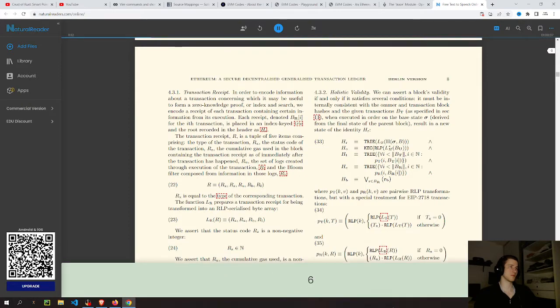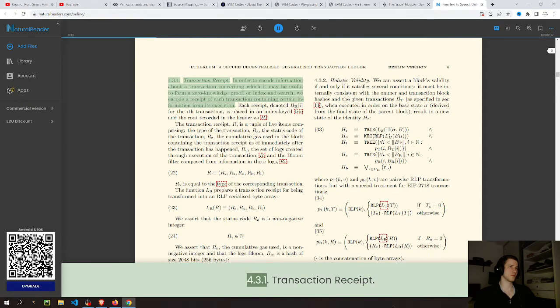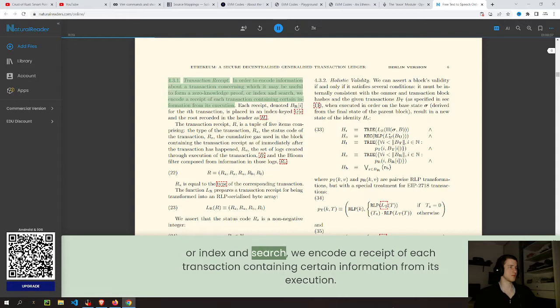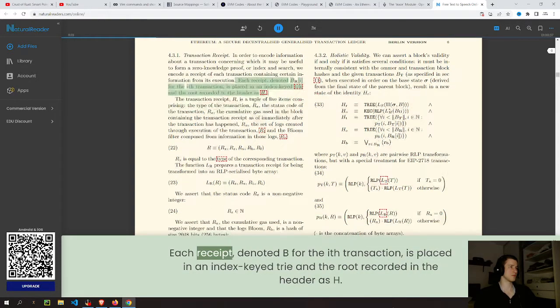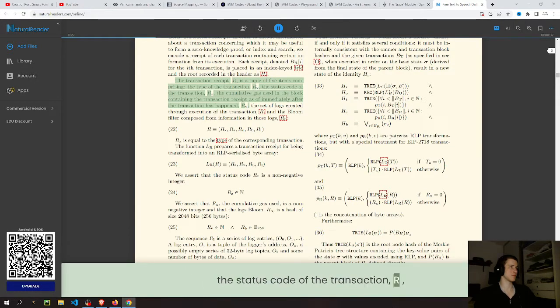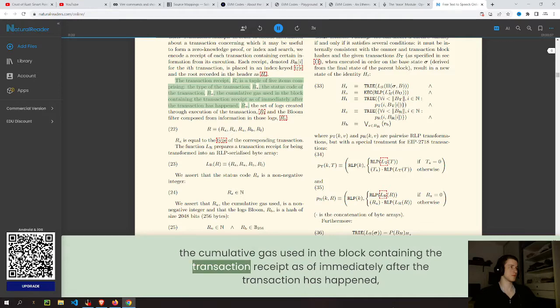Berlin version 6. 4.3.1 Transaction receipt. In order to encode information about a transaction concerning which it may be useful to form a zero-knowledge proof, or index and search, we encode a receipt of each transaction containing certain information from its execution. Each receipt, denoted B for the ith transaction, is placed in an index-keyed tree and the root recorded in the header as H. The transaction receipt, R, is a tuple of 5 items comprising the type of the transaction, R, the status code of the transaction, R, the cumulative gas used in the block containing the transaction receipt as of immediately after the transaction has happened, R.